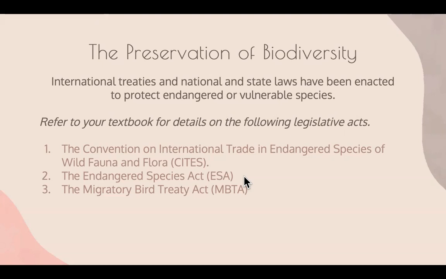Now, finally, we have the Migratory Bird Treaty Act. Now, this is between the United States and Canada, which makes it illegal to hunt migratory birds. And that includes about 1,100 species.